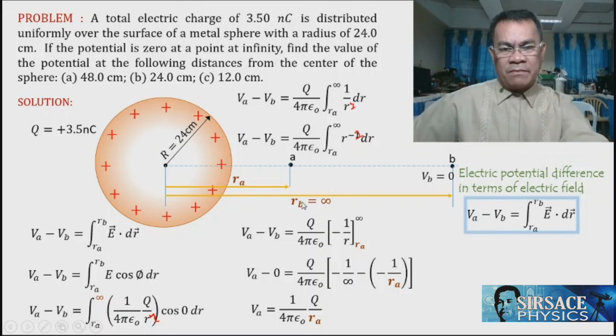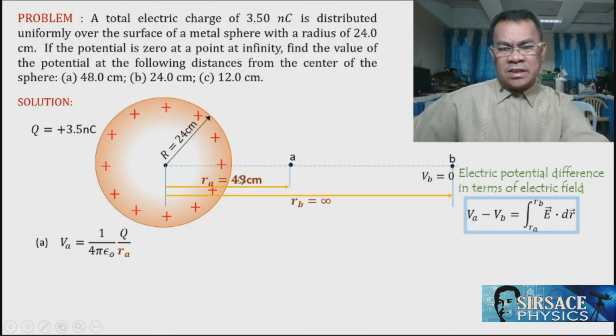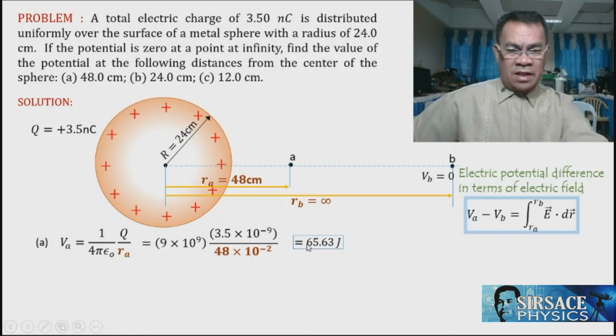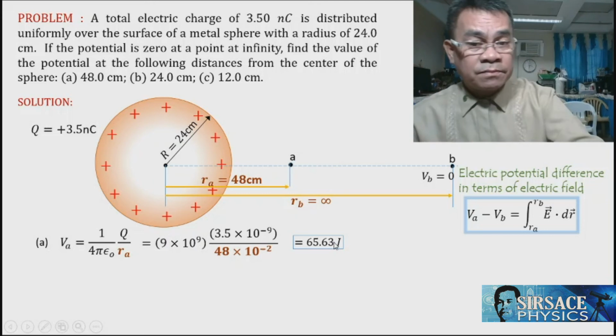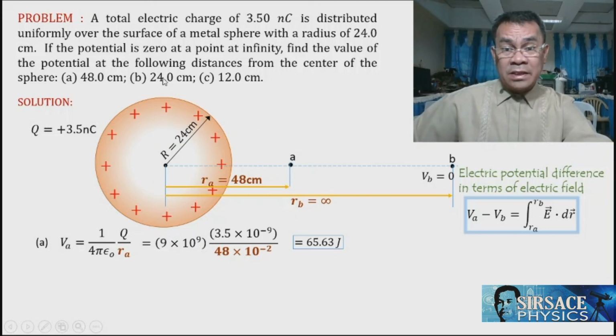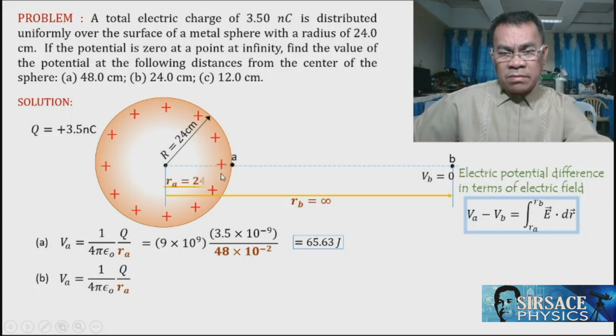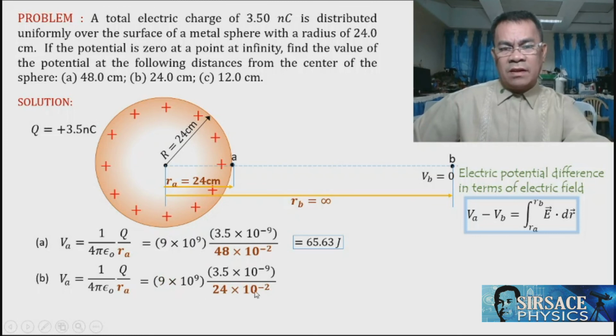So therefore, now replace R with letter A, 48. From the formula, replace with the constant, divide by R. Then the answer is 65.63, which means that the potential at this point is 65.63 joules. Letter B, where's your R? From the center, because this is 24 and the radius is 24, so it must be at the surface. Then replace the same, except R, then calculate.